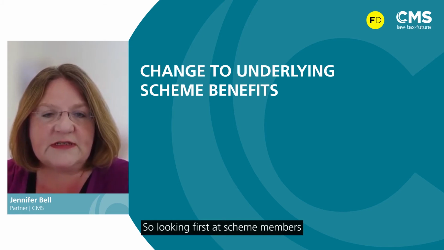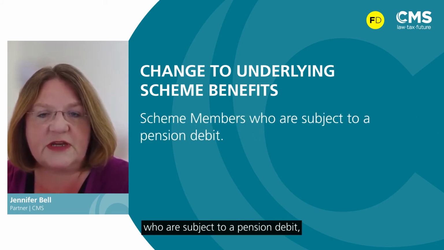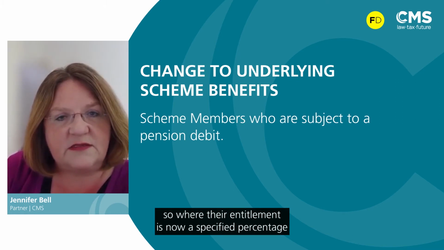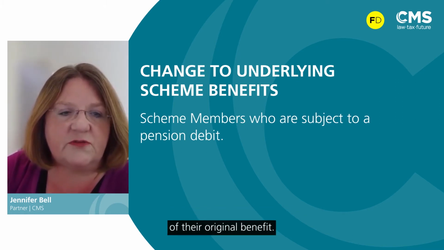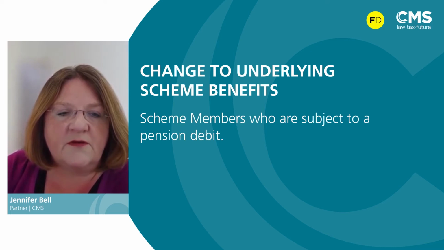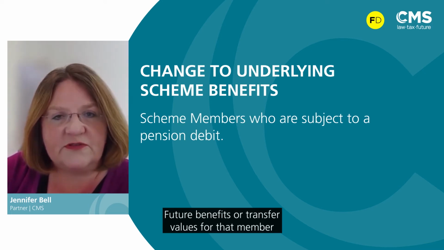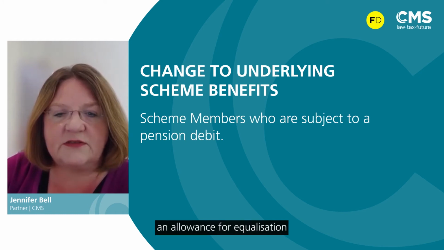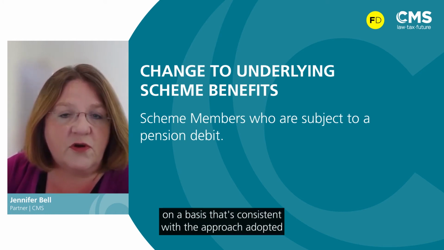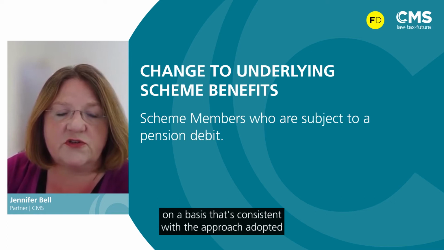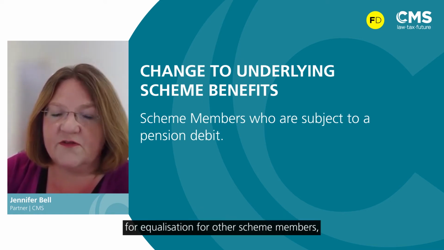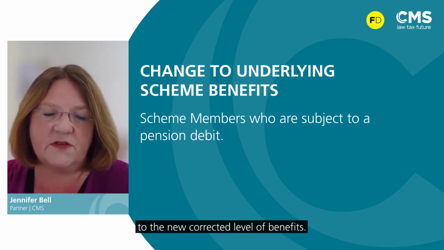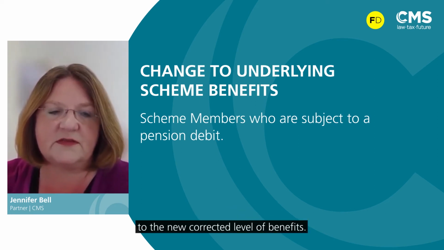So looking first at scheme members who are subject to a pension debit, so where their entitlement is now a specified percentage of their original benefit. Future benefits or transfer values for that member should be calculated to include an allowance for equalisation on a basis that's consistent with the approach adopted for equalisation for other scheme members. And then the percentage share should be applied to the new corrected level of benefits.